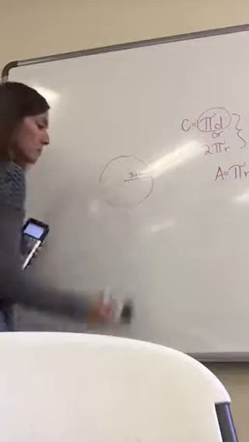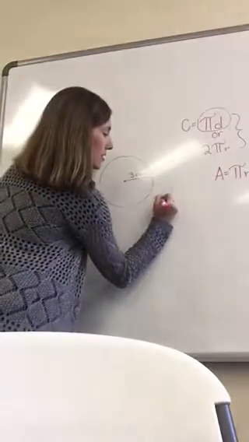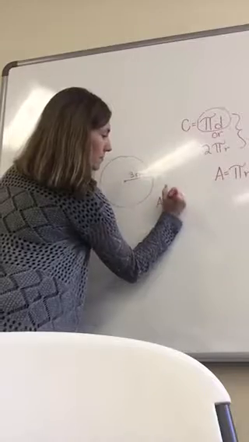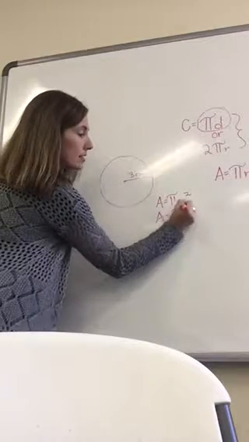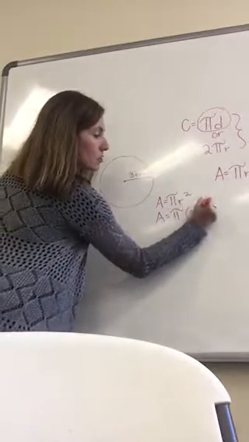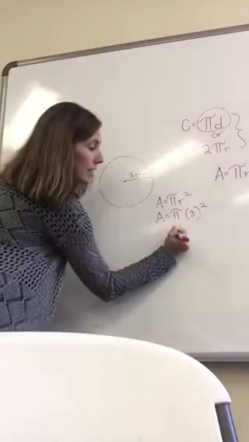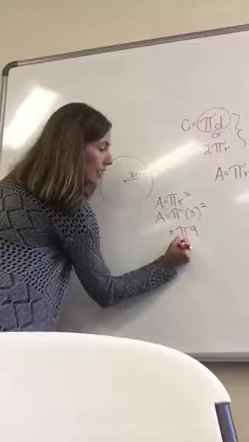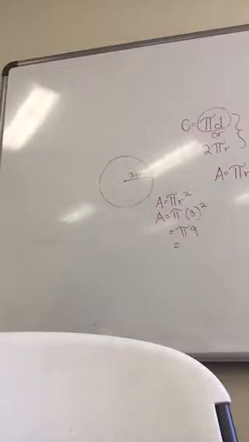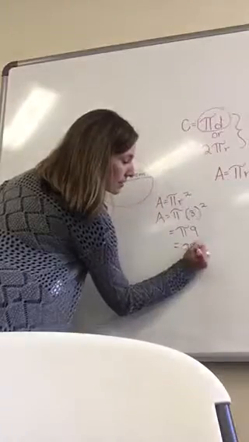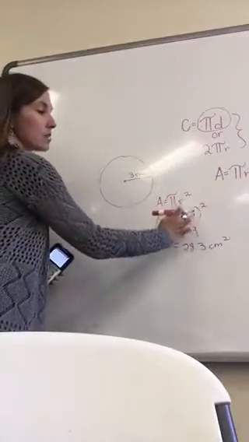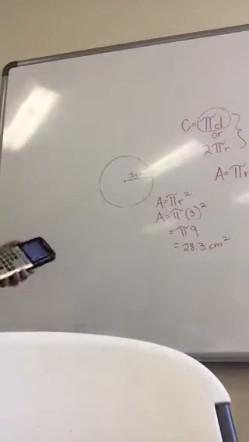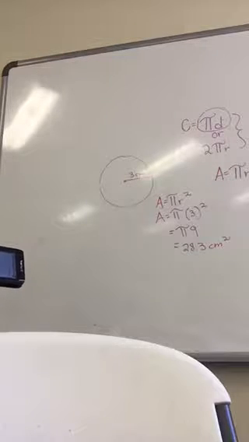Our area formula, remember, see if you can say it in your head before I write it. Pi r squared. So area equals pi times the radius of 3 centimeters squared. We're going to square that 3, and it's going to equal 9 pi. And then when we do the math on that, it is 28.3 centimeters. And of course it's squared because we squared 3 centimeters times 3 centimeters. So that's centimeters squared.